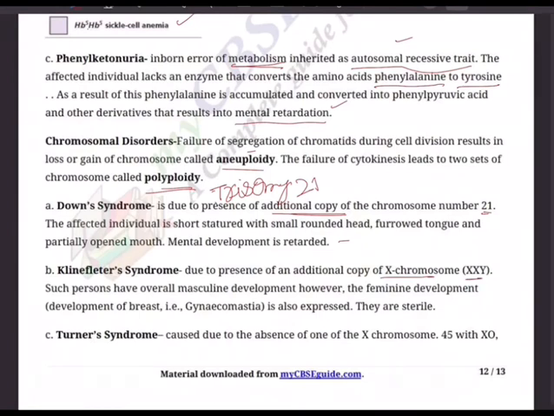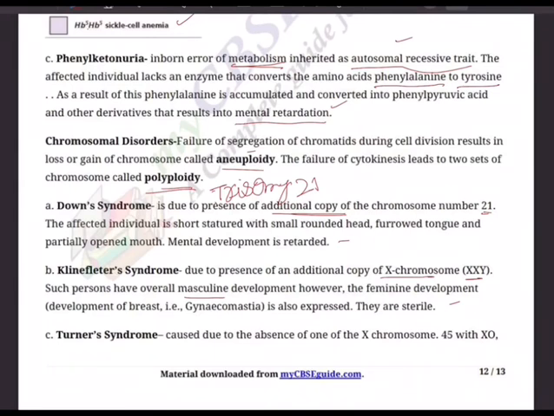Such persons have overall masculine development. However, feminine development, like development of breasts, will take place. We say gynecomastia is also expressed, and they are sterile. They are tall, with mild mental deficiency and long limbs, and are always at risk of educational problems. So Klinefelter's is 44 plus XXY, that is 46 plus 1 X.